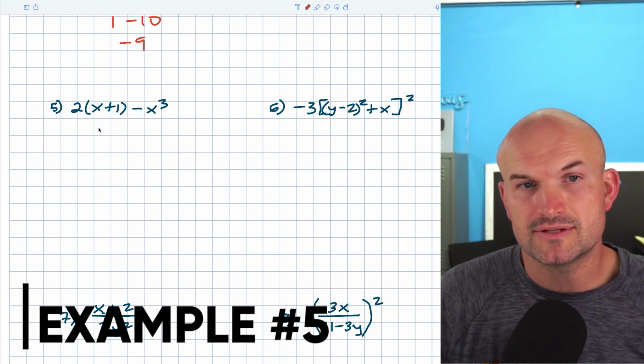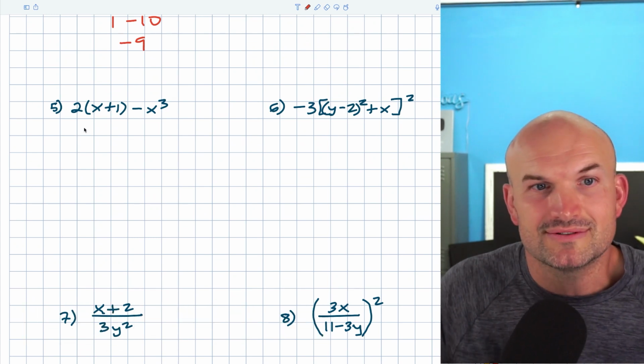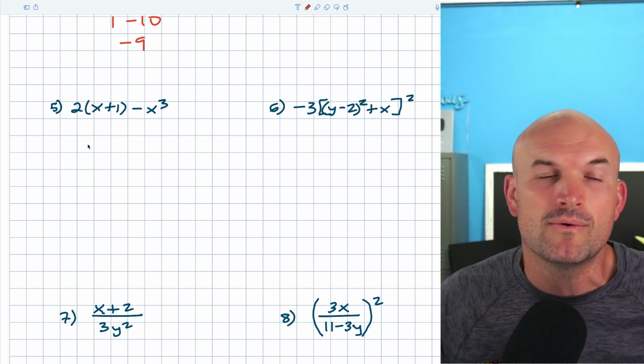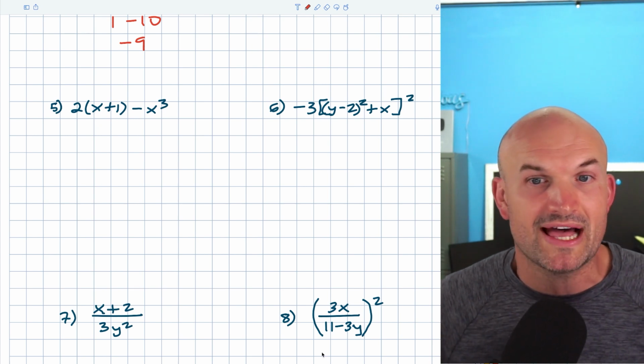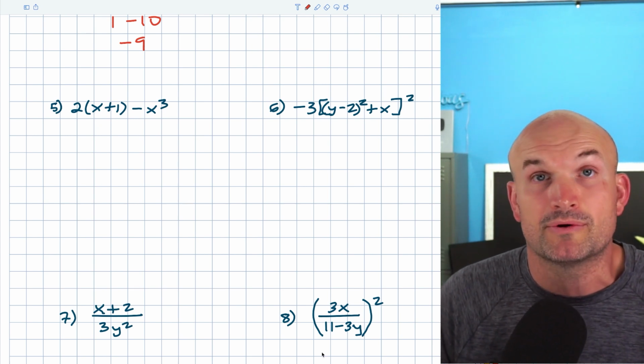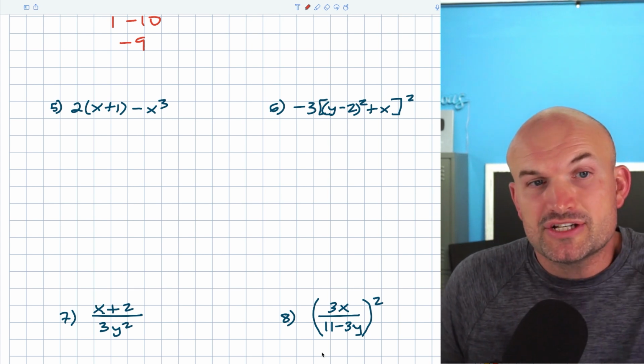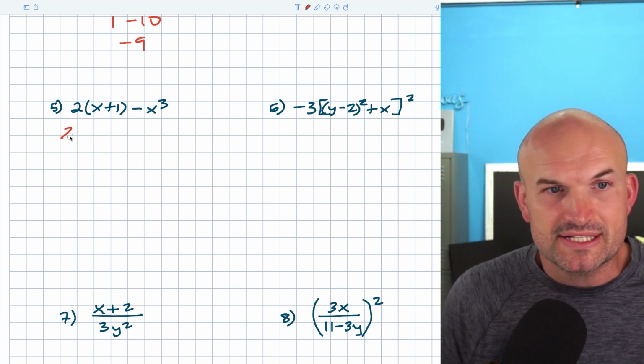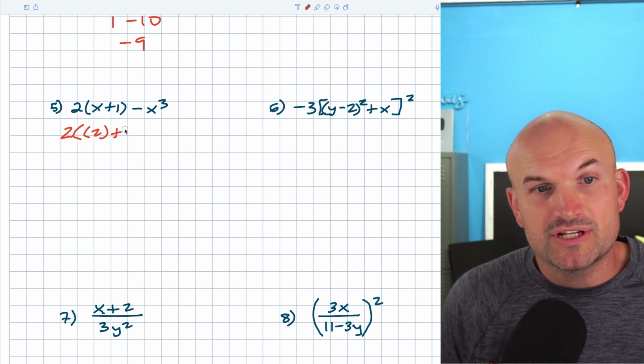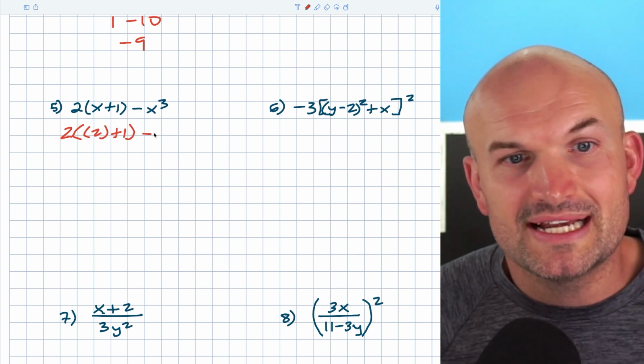So now we have 2 x's. So it's fine. Cool. Just plug them in for both x's, right? Whenever you're evaluating an expression for your values, wherever you see that variable, you can replace it. X is equal to 2, then just plug it in. So again, using the power of parentheses here, I have 2 times (2 plus 1), and again I have my parentheses, minus (2) cubed.